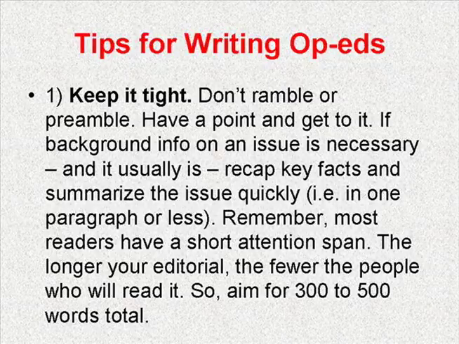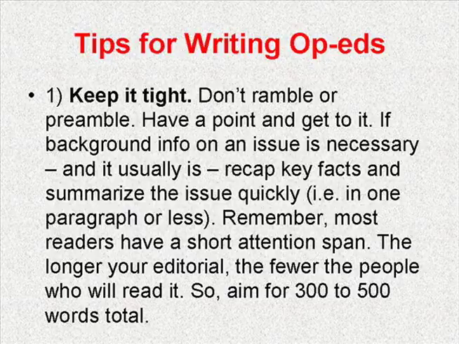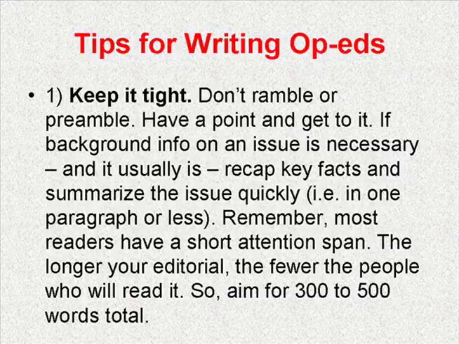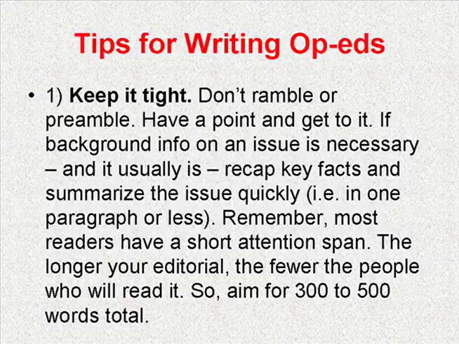First, let's talk about article length. Keep it tight. Don't ramble or preamble. Have a point and get to it. If background information of an issue is necessary, and it usually is, recap key facts and summarize the issue quickly. In other words, in 1 paragraph or less. Remember, most readers have a short attention span. The longer your editorial, the fewer the people who will read it. So aim for 300 to 500 words total.